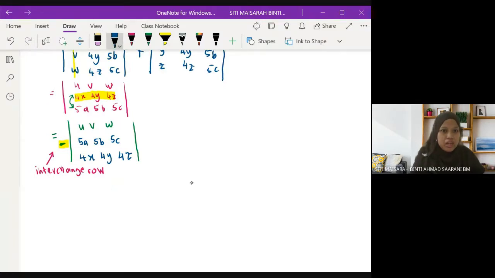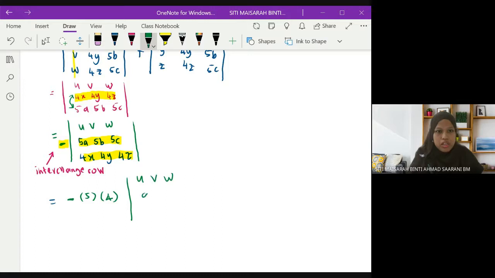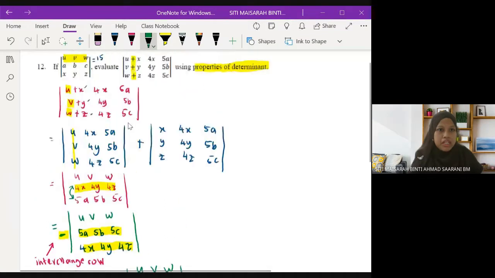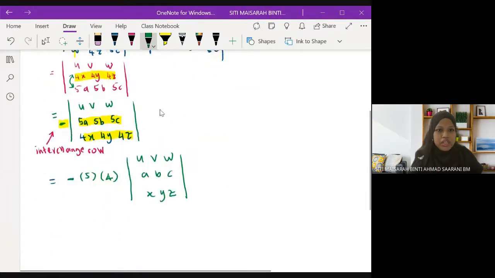Okay, and then after that kita boleh factor lah. We can factor dekat sini, second row ni dia nak A B C, so kita factor 5. And then the third row ni kita nak X Y Z, so kita boleh factor 4. So then it's become negatif tadi yang interchange, factor 5 for second row, factor 4 for third row. So then we get U V W, A B C, X Y Z. So this one, dia dah bagi dekat soalan iaitu 15. So then kita boleh ganti kat sini negatif 5, 4. Yang ni ganti dengan 15 ya. Okay, ni untuk bahagian pertama.